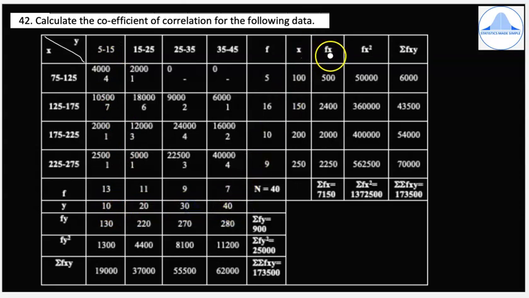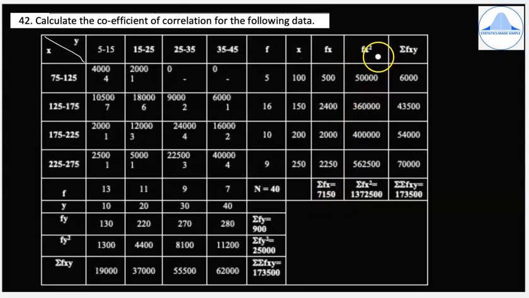Then we need to find out fx. So 5 into 100, 500, 16 into 150, 2400. Similarly, you get 2000, 2250 and summation fx is 7150.